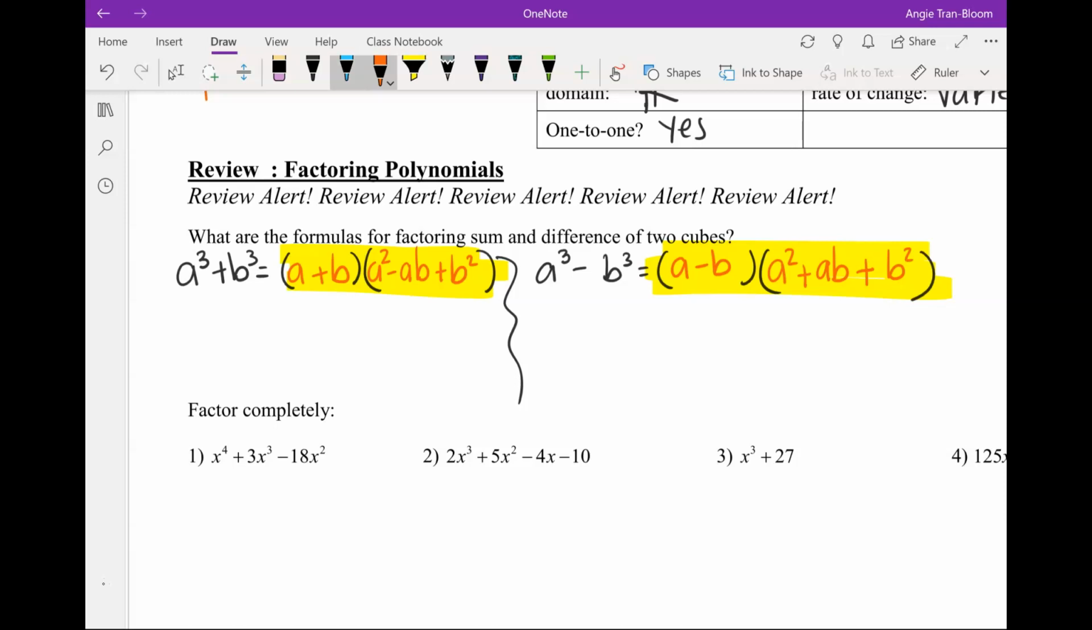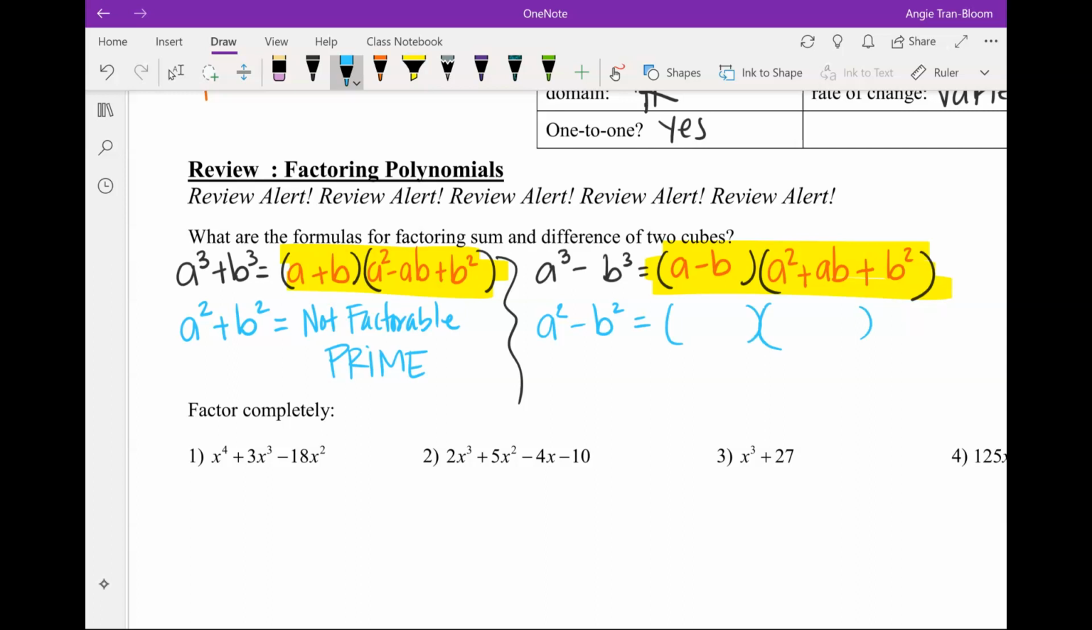Now, some of you are confused with the difference of two squares. The sum and difference of two squares is not identical to the sum and difference of two cubes. If you have a squared plus b squared, is this factorable? No, y'all, not factorable at all. This is called prime. Now, if you have a squared minus b squared, is this factorable? Yes. What are the factors? A plus b times a minus b. That's right. Okay.